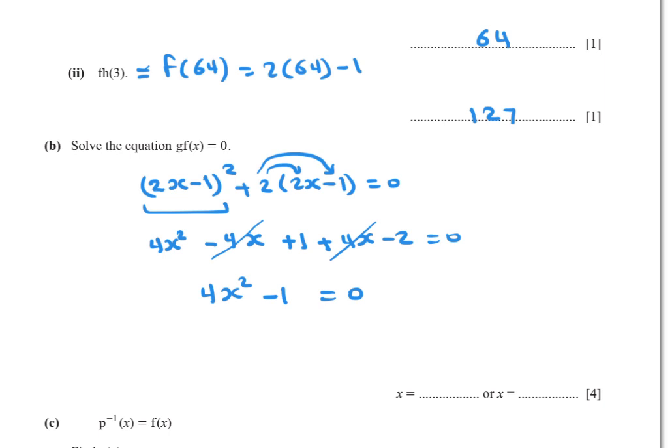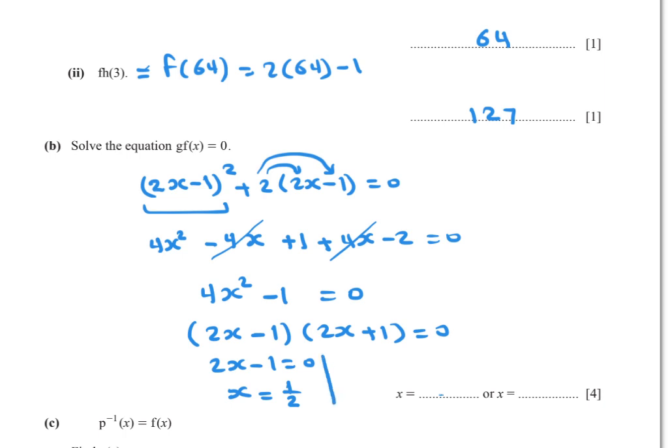We can factorize because this is a difference between two squares. So (2x minus 1)(2x plus 1) equals 0. So if 2x minus 1 equals 0, this means 2x equals 1, so x equals 1 over 2. Or 2x plus 1 equals 0. This means 2x equals negative 1, divided by 2. So x is negative half.